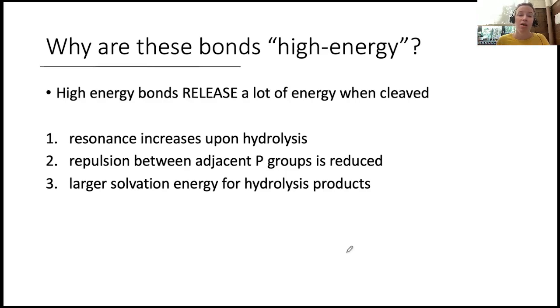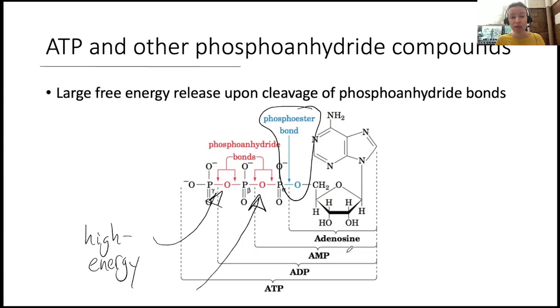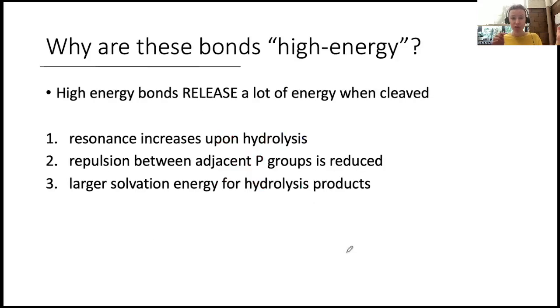Second point, the repulsion from adjacent phosphate groups is reduced. Remember, ATP is super negatively charged. Let's look at this molecule, folks. I count 1, 2, 3, 4, a charge of -4. So if we pop one or two of those phosphates off, we're separating that charge. So now some of the charge is here and some of the charge is here.